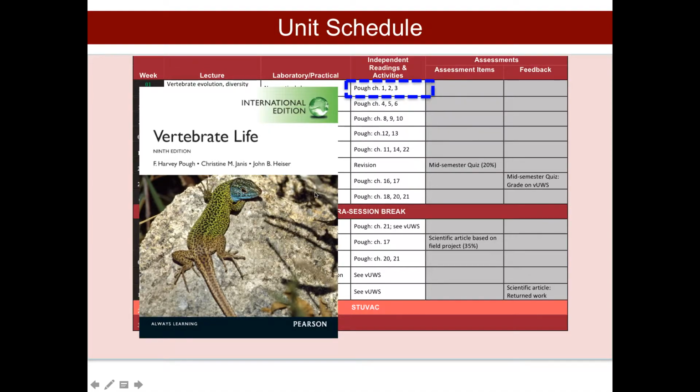Like I said, this unit is really based around this excellent textbook, Poe et al., called Vertebrate Life. If you can afford it, buy one. There are also a whole bunch of copies in the library. Some of those are older editions, that's fine. An older edition is not a problem. If you can buy a second-hand older edition, that is also not a problem.